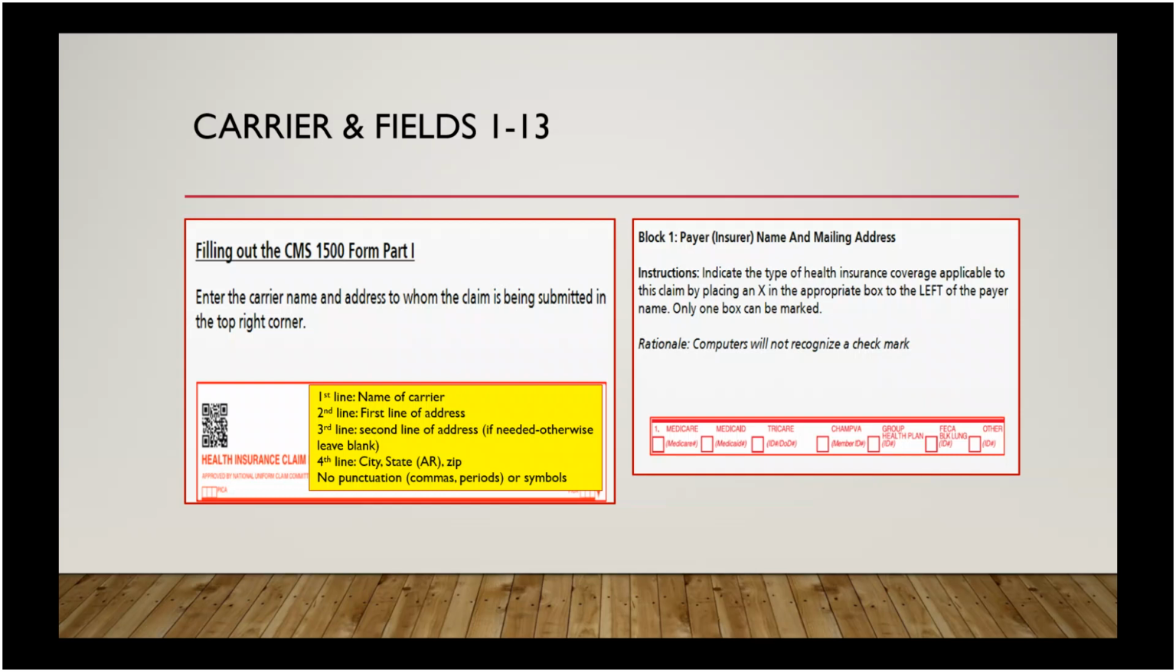So you put the name of the carrier, who's going to pay, you put their first line of address, the main portion of their address. Third line is going to be if you need it, such as the suite. Otherwise, you're going to leave it blank. And then the fourth line is going to be city, state, such as Arkansas, and the zip code. Again, no punctuation, such as commas or periods or symbols. So if the suite number has a number symbol in it, do not use that number symbol. Block 1, this is your payer, your insurer, name, and mailing address.